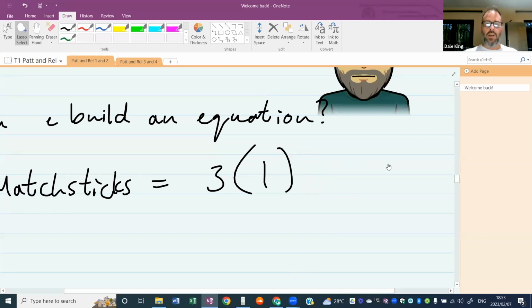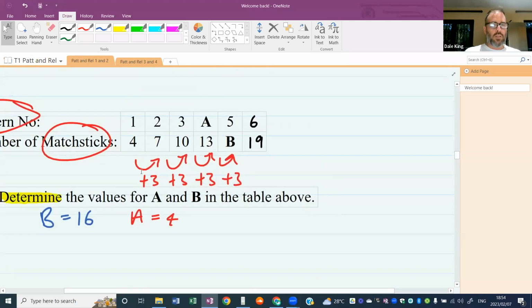Add 1. There we go. We need to add 1 to this. So put a plus 1 here. Let's test it. If the pattern number is 1, 1 times 3 is 3, plus 1 is 4. That is what we should get. Let's test it with pattern number 2. What's 2 times 3? 6. Plus 1 is 7. Yes, it works.